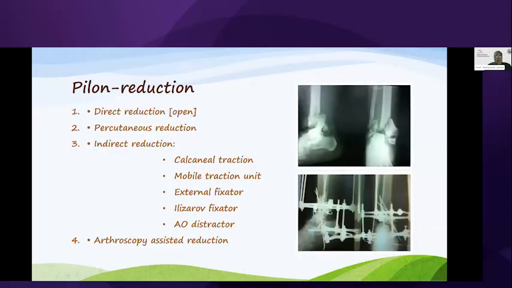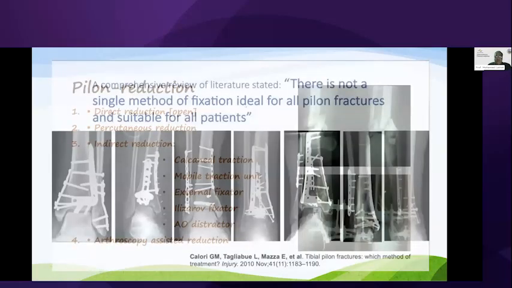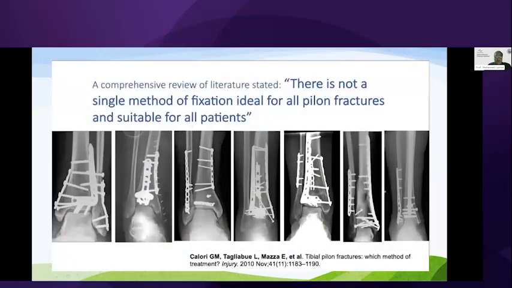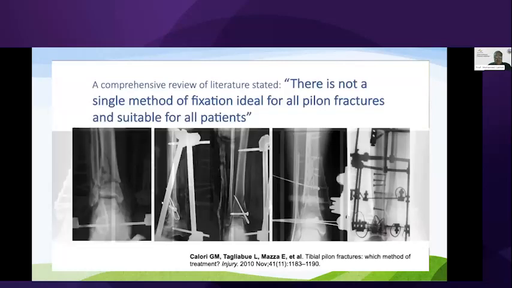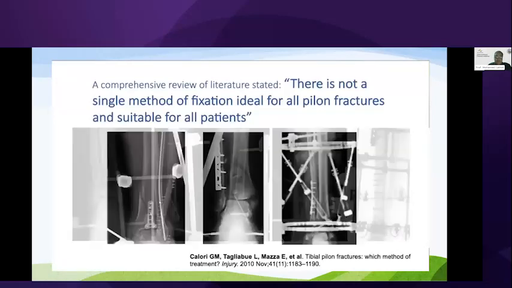The reduction can be done by direct reduction, through open reduction or percutaneous reduction, or indirect reduction either by calcaneal traction, mobile traction, external fixation, Ilizarov fixation, or distraction. Like in this case, in my case, it is only reduction through ligamentotaxis. There is not a single fixation method ideal for all pelvic fractures and suitable for all patients. There are a lot of types of external and internal fixation methods.